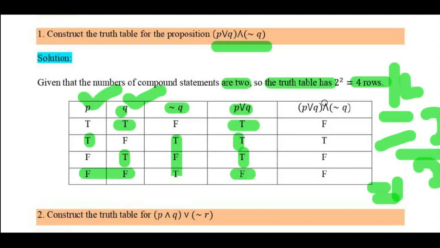Now I am going to find the given statement. Consider this as your first statement and this as your second. Using the conjunction connective, we are going to find the given statement value. What is the conjunction connective? If both statements are true, you get true. Otherwise, it is false. Here the first statement is true and the second statement is false, so false. Here both statements are true, so you write true. The remaining you can write false.